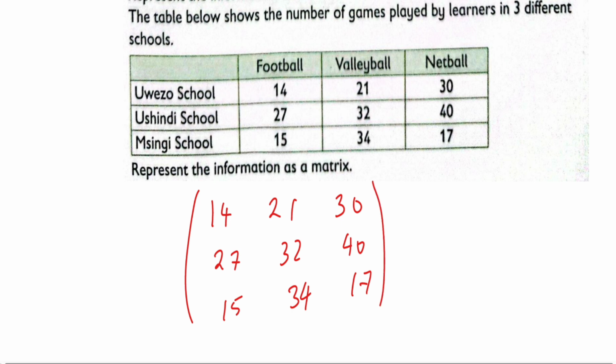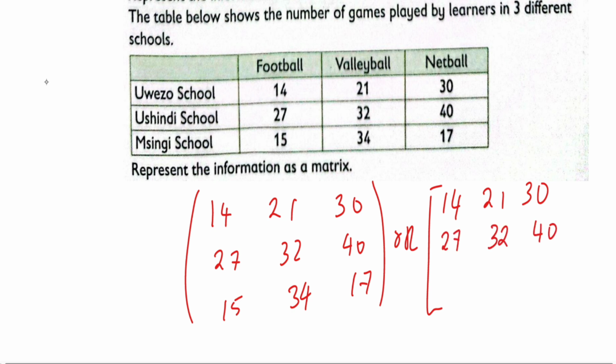Simple. Or if you want you can write it like this, but it's still the same. If you write it this way too, it's not that you will be marked wrong, it's still the same thing. So something like this, and enclose it like that. So that's also a matrix.